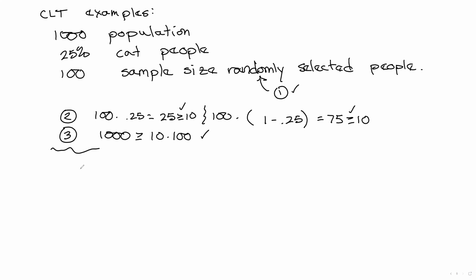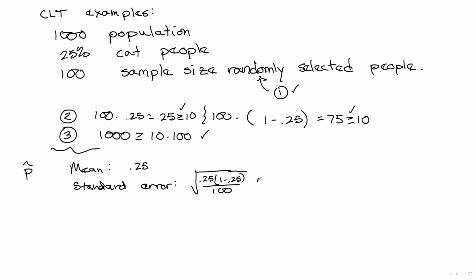Once you've got the 3 criteria, you can go through and say, all right, what's the mean going to be? Now we're talking about p hat here. What's the mean going to be for our probability distribution? It's going to be 0.25. What is the standard error going to be? It's going to be the square root of 0.25 times 1 minus 0.25 all over 100, which is approximately 0.0433.